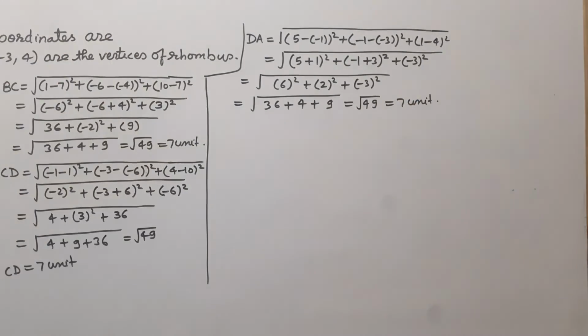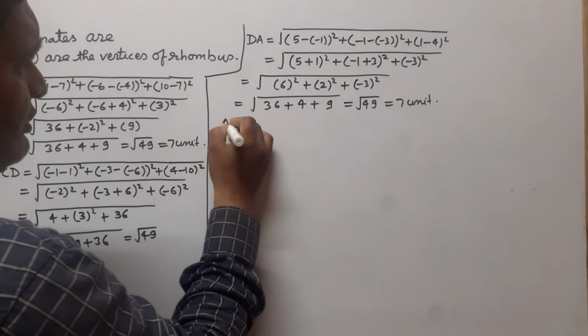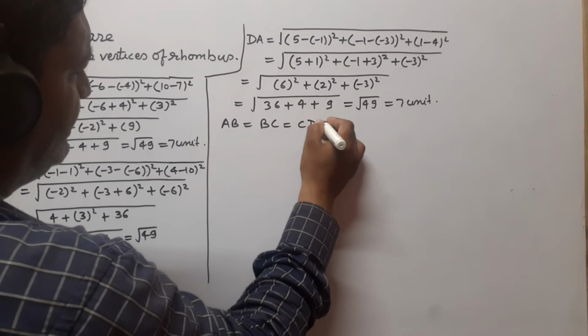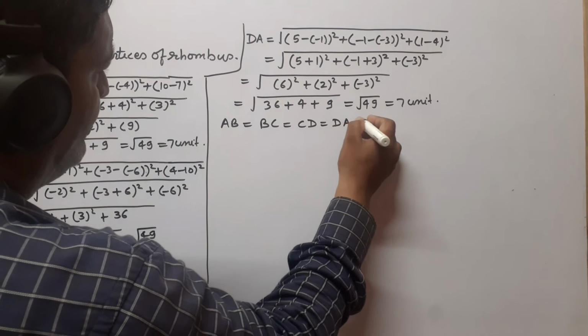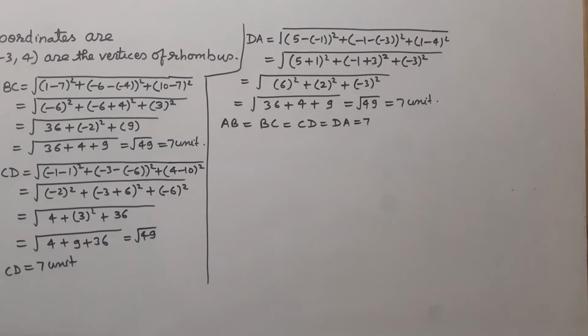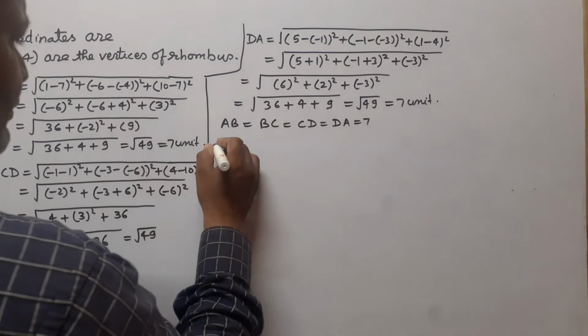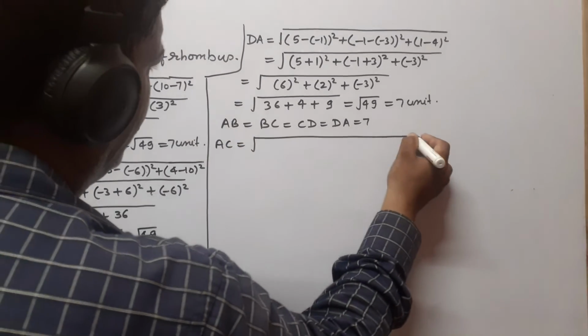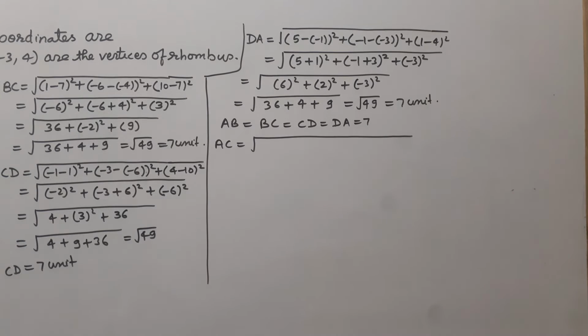So we can see here all the four sides AB, BC, CD, DA are equal. So here four sides AB, BC, CD and DA are equal and equal to 7. Now we find the diagonals, that is AC and BD. So we find diagonal AC. So again use the distance formula.